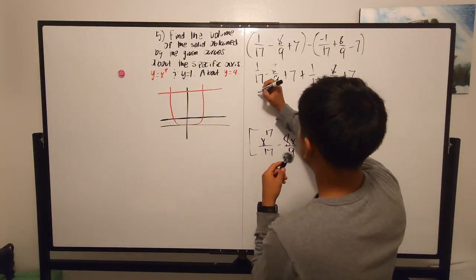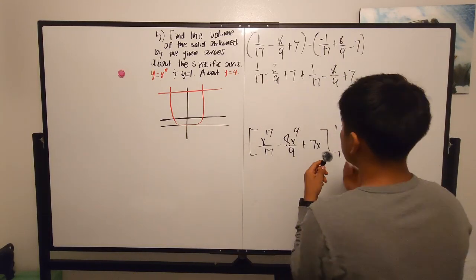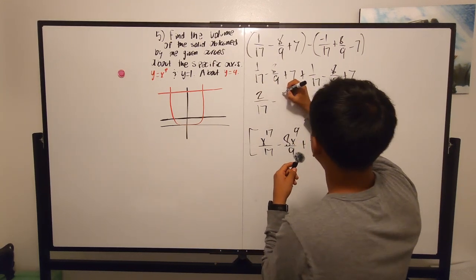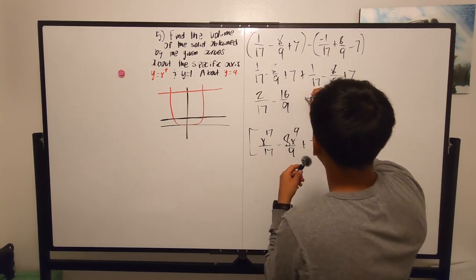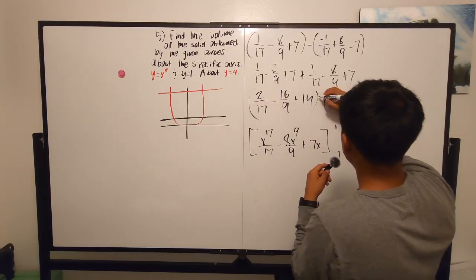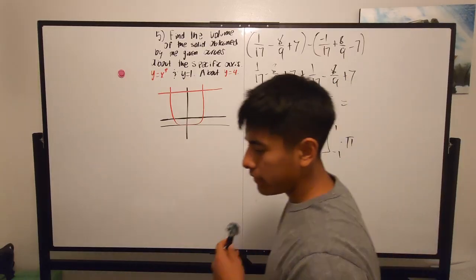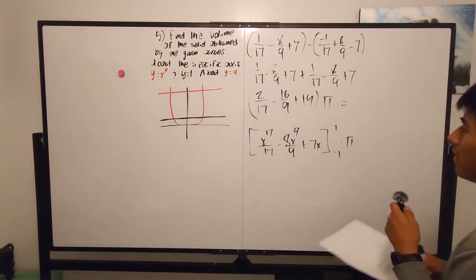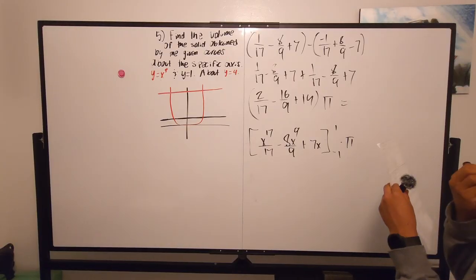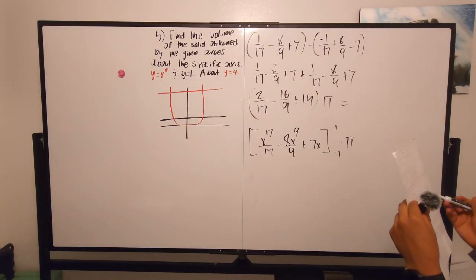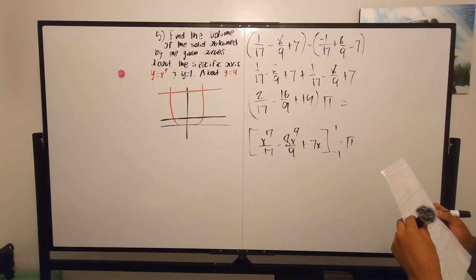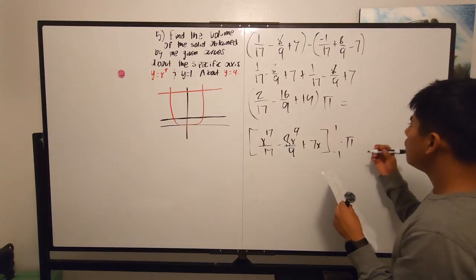We'll combine like terms. So we have 2 over 17 minus 16 over 9 plus 14 times pi. I am not going to go further on that, but that is going to get you. Let me just make sure I have all my work right. Yeah, it's all right.